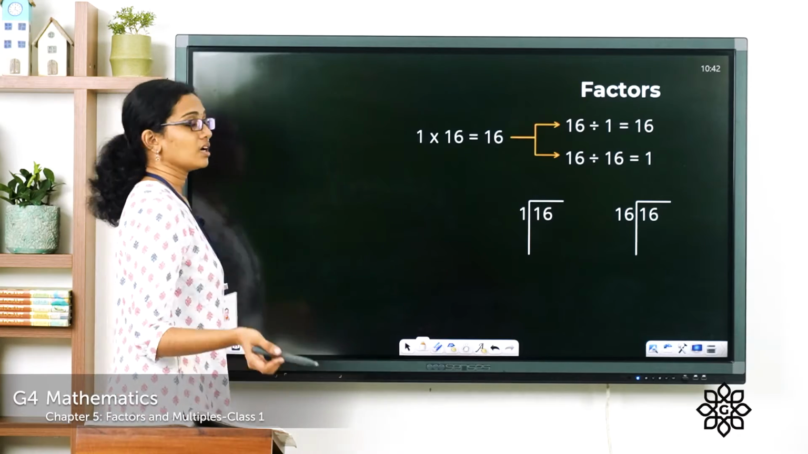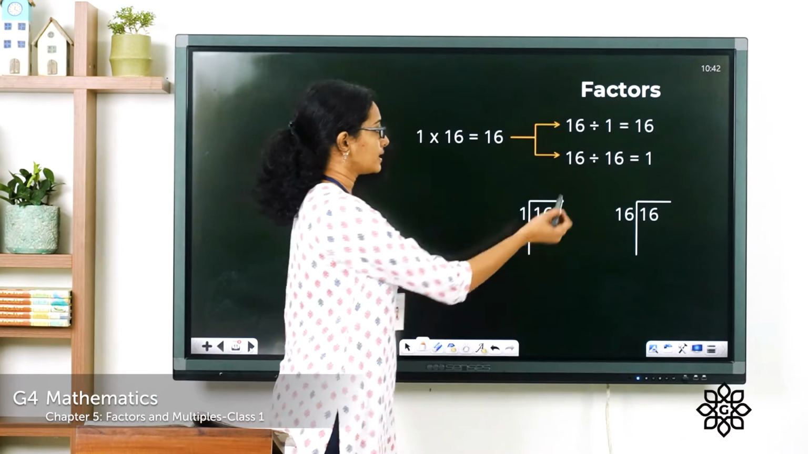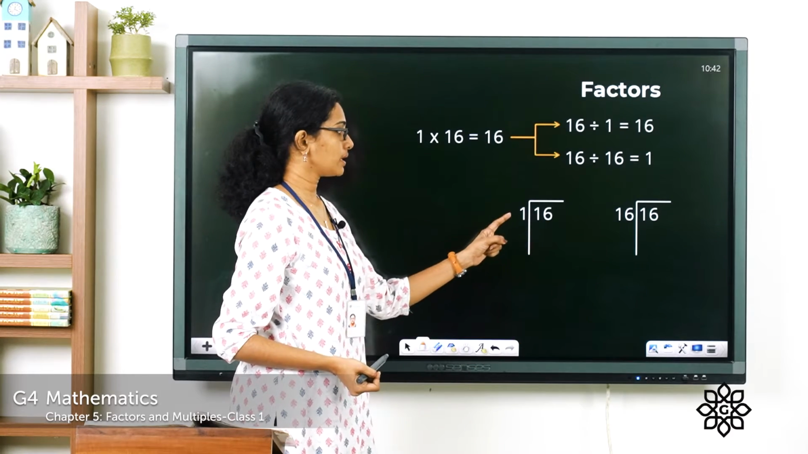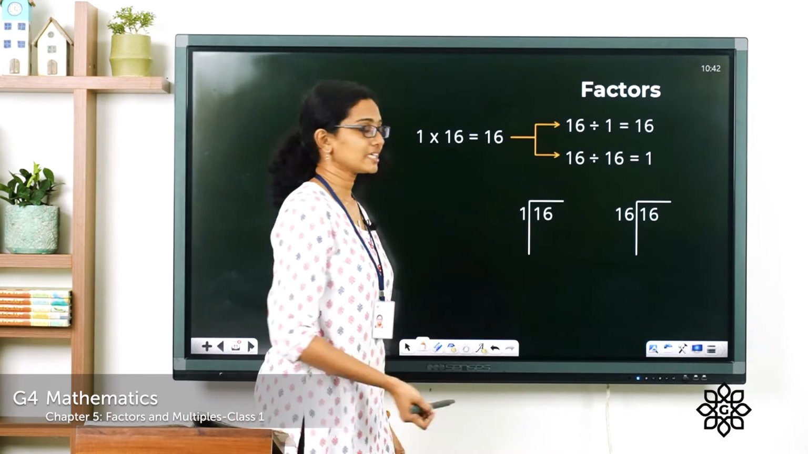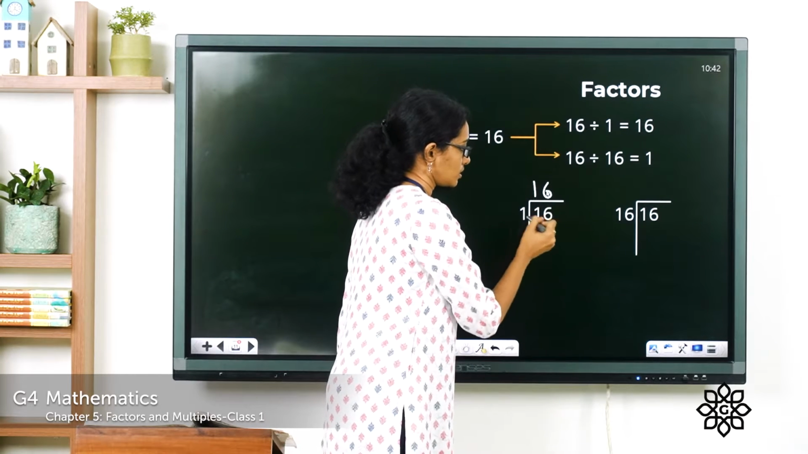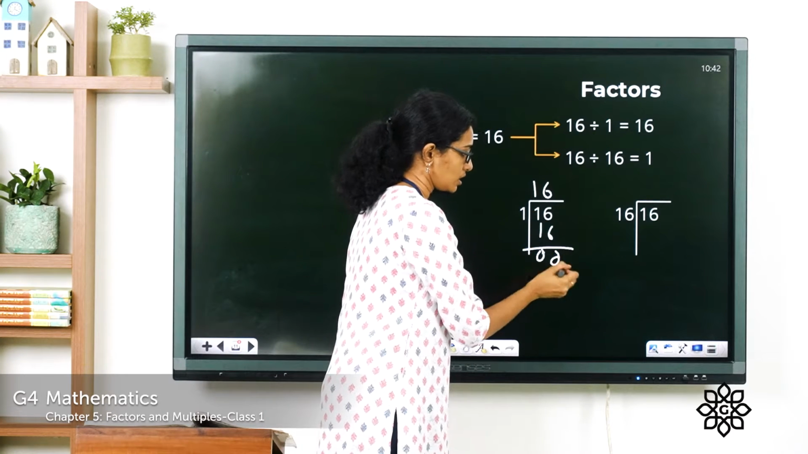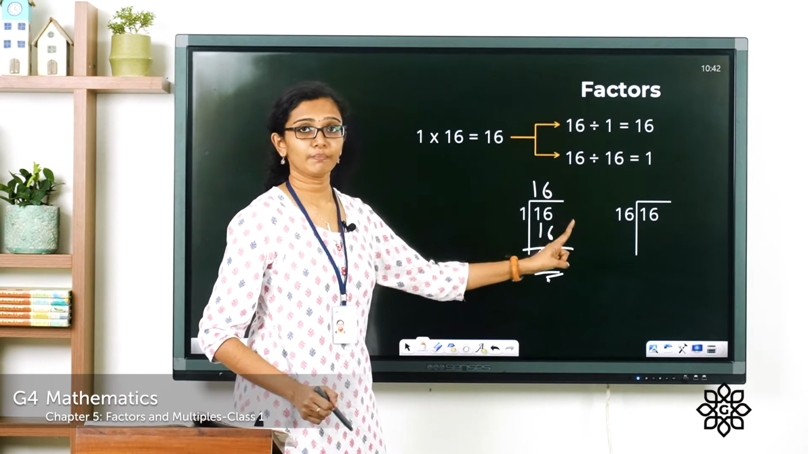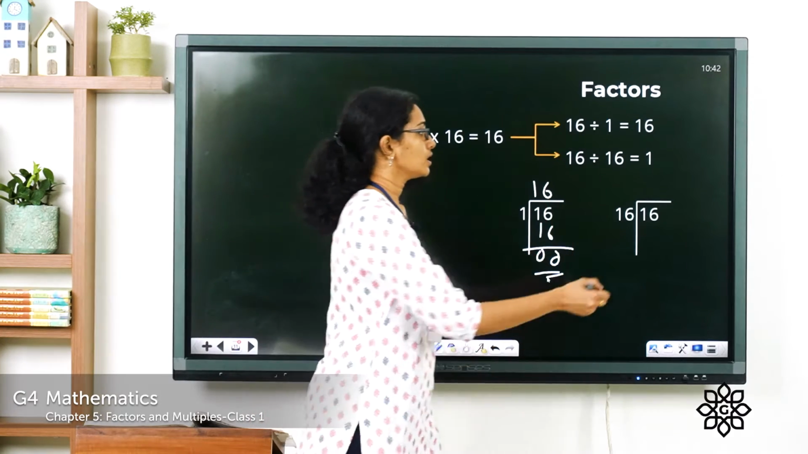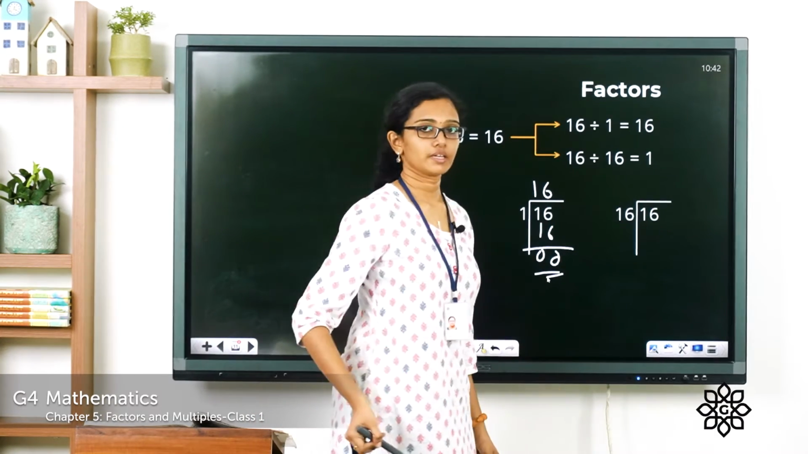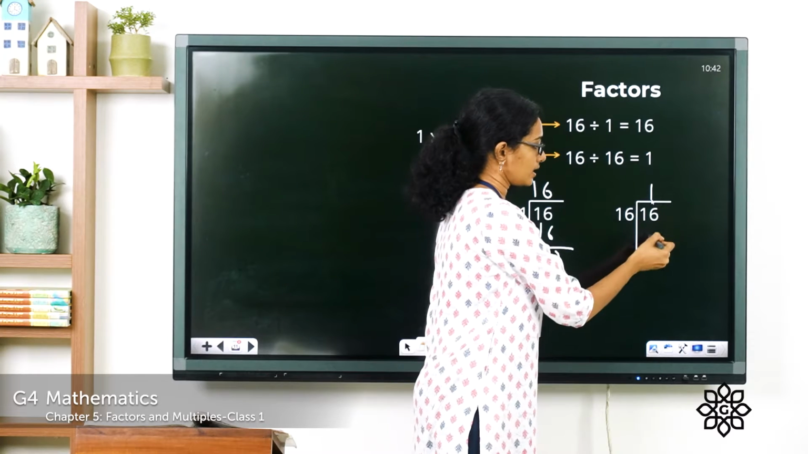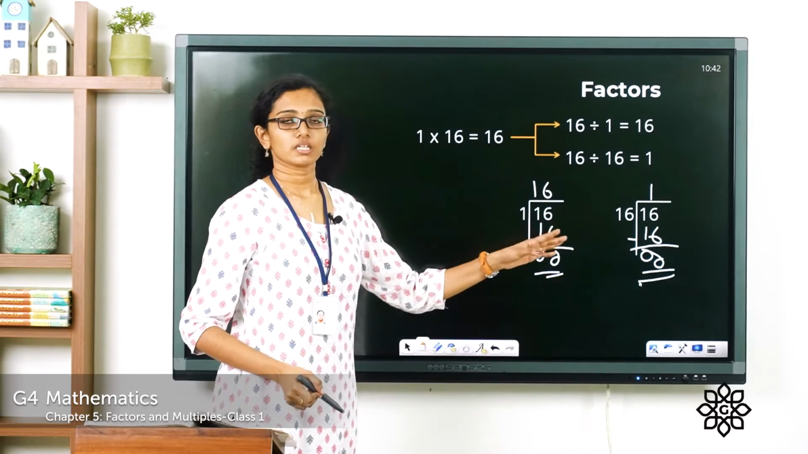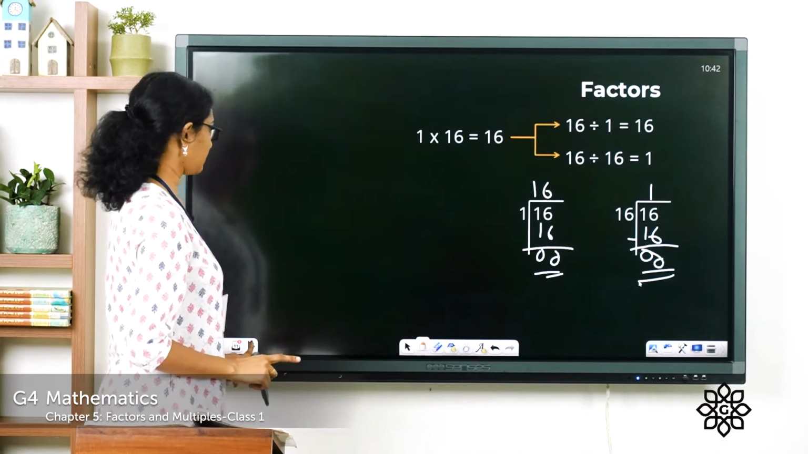Now let's do the actual division here. 16 divided by 1. Let's see how we can divide that. How many ones are there in 16? 16 itself, right? So 16 into 1, 16. When you do the subtraction, what is the remainder? Remainder is 0. Means the division is complete without any remainder, right? And 16 divided by 16. Here, 16 by 16 is 1. We write 16 here, we subtract, and here also the remainder is 0. No remainder. The division is complete.